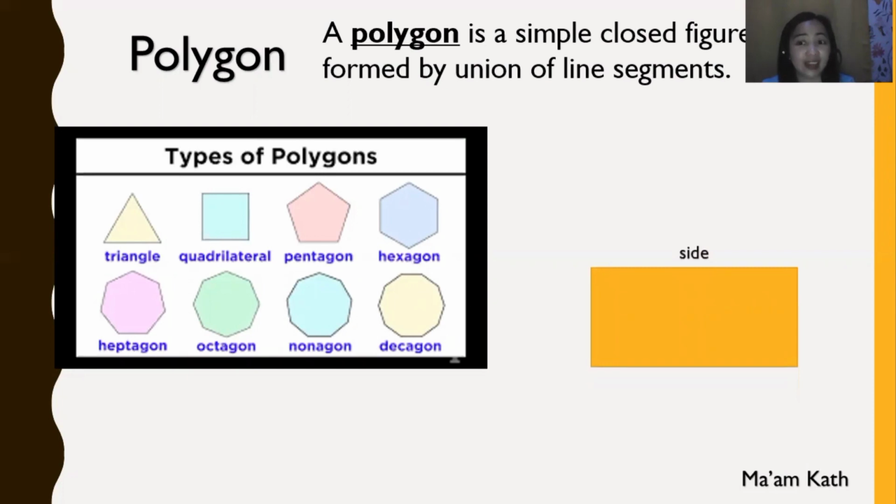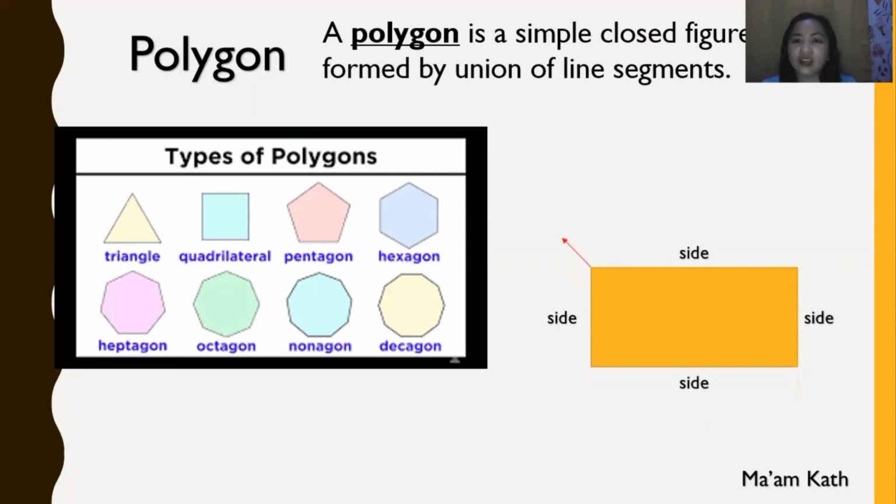So we have here a rectangle, we have one side here, another side here. So we have four sides. So rectangle is an example of a quadrilateral. That is why it is called quad, which means four. Quadrilaterals are polygons with four sides.